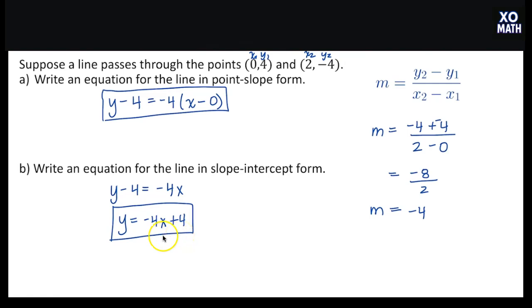I also want us to take a moment to notice that here, this is of the form y equals mx plus b, and we had our slope, -4, and we actually had our y-intercept given on this problem. (0, 4) is a y-intercept because the x value is 0, so the y value is 4, and we could have substituted that in directly.